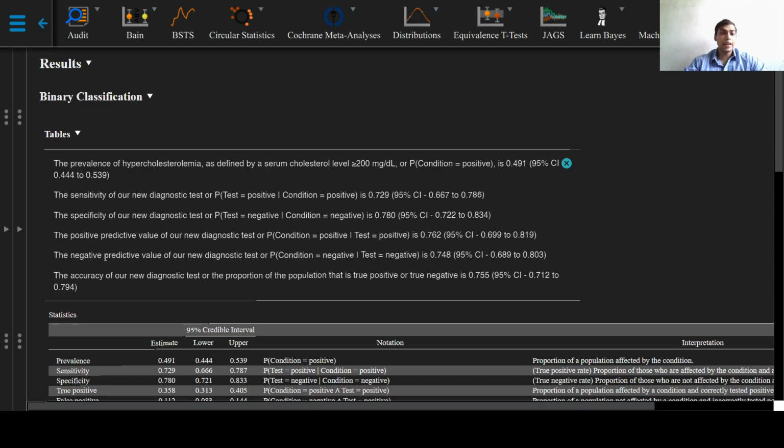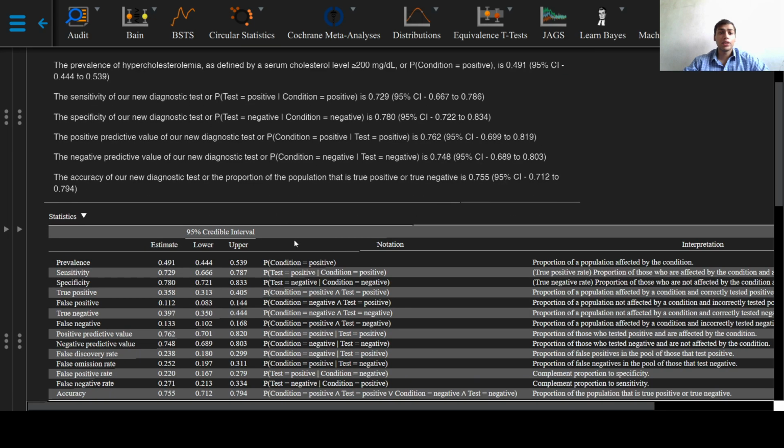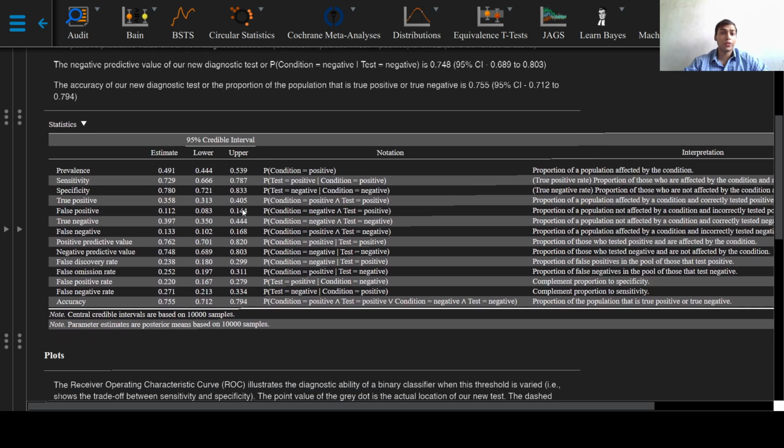And the NPV, or the probability that the condition is negative given that the test result comes back negative, is 0.748. The accuracy of our new diagnostic test, or the proportion of the population that is true positive or true negative, is 0.755. All of these values can be obtained just by looking at this statistics table right here.